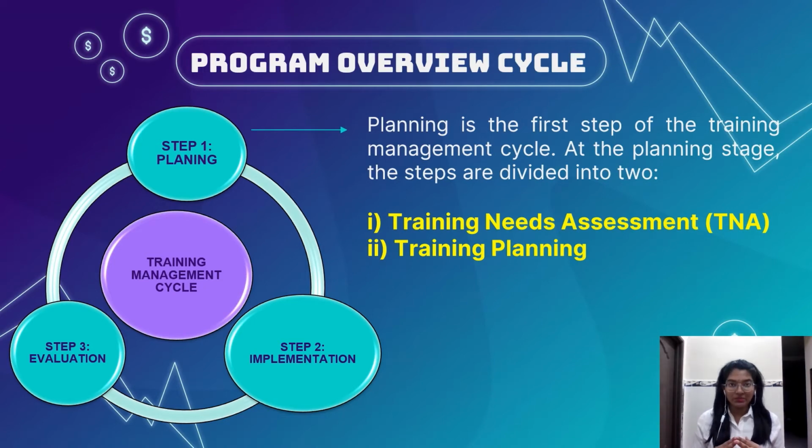Before going deeper, let us look at the program overview cycle. As you can see in the training management cycle, there are 3 steps: step 1 planning, step 2 implementation, and step 3 evaluation. Planning is the first step, and at the planning stage, the steps are divided into 2. The first one is training needs assessment, also called TNA, and the second one is training planning. In this presentation, we are going to focus only on training needs assessment.